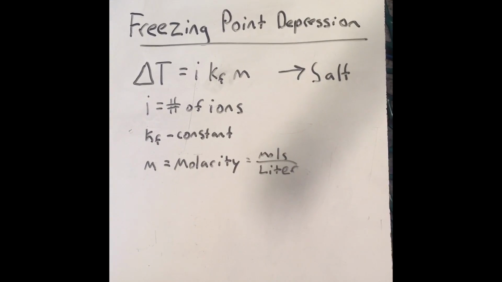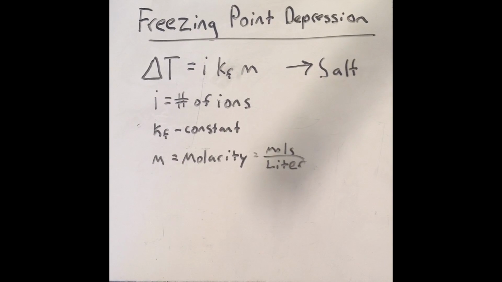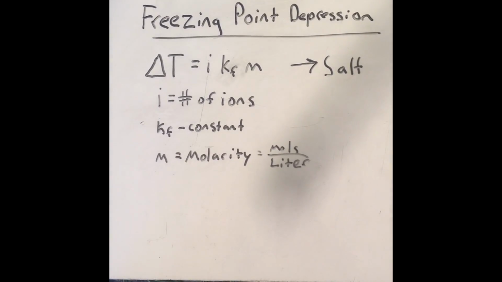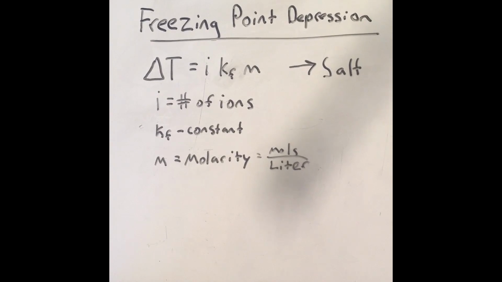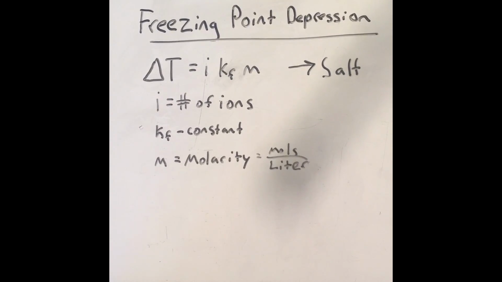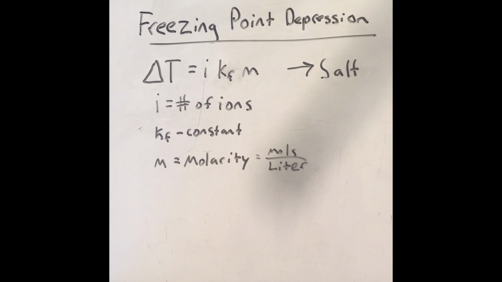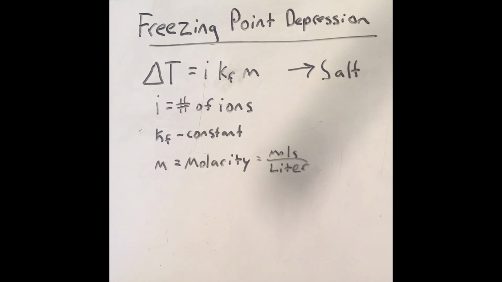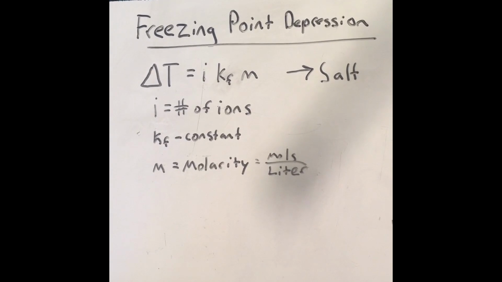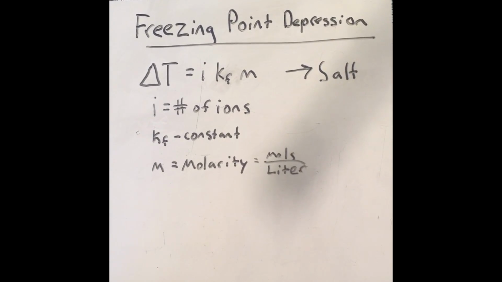Freezing point depression describes the process in which adding a solute to a solvent decreases the freezing point of the solvent. And the equation is given here. Delta T equals i times K subscript F times m, where i is the number of ions, K subscript F is a constant, and m is the molarity, or moles per liter.